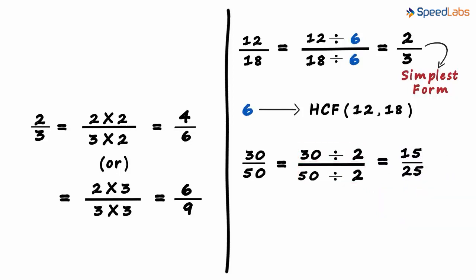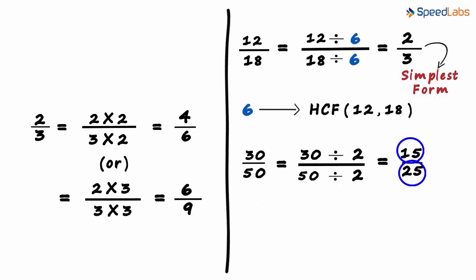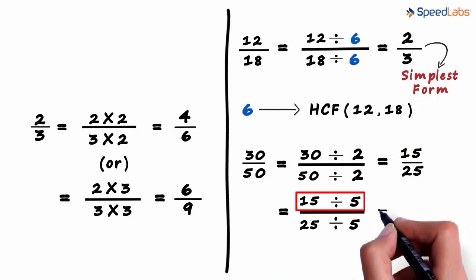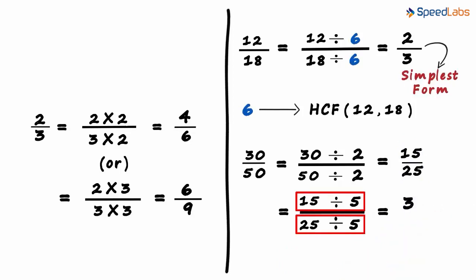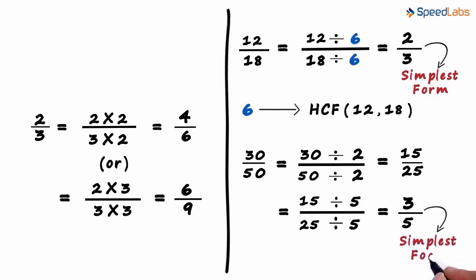If there are no common factors of the numerator and the denominator, it means that the answer is in the standard form. But 15 and 25 both have 5 as their common factor, which tells us that this is not the simplest form. We divide the numerator as well as the denominator by 5. 15 divided by 5 is 3 and 25 divided by 5 is 5. The numbers 3 and 5 do not have any common factors apart from 1. So this is the simplest form or the standard form of the fraction 30 by 50.